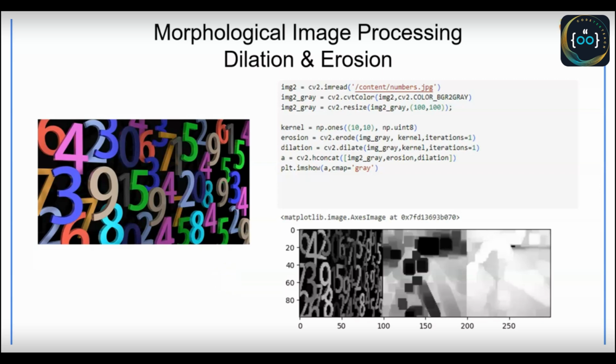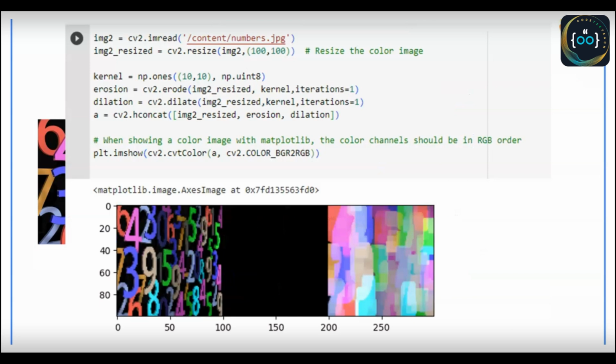In this case, the operations are applied independently to each channel, that is red, green, and blue of the image. Note that while Matplotlib's imshow function expects images in RGB format, OpenCV uses BGR format by default. That is why we are converting the final concatenated image from BGR to RGB before displaying it. The rest of the code is the same.